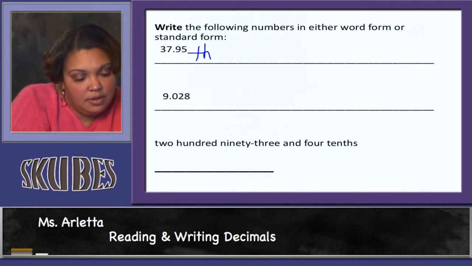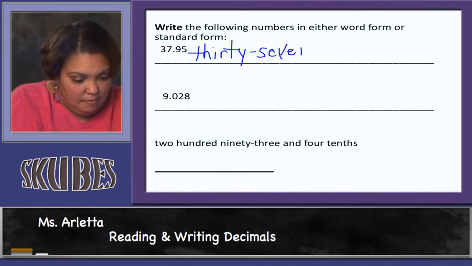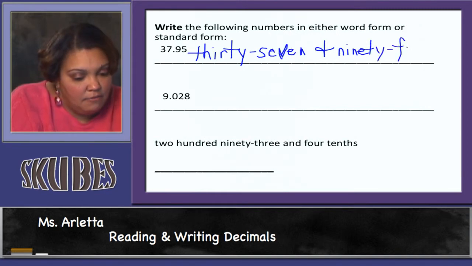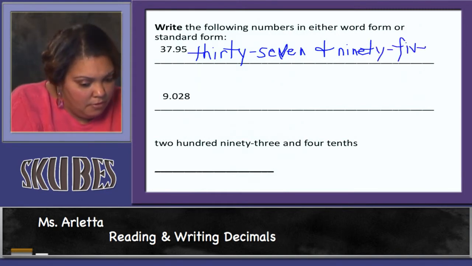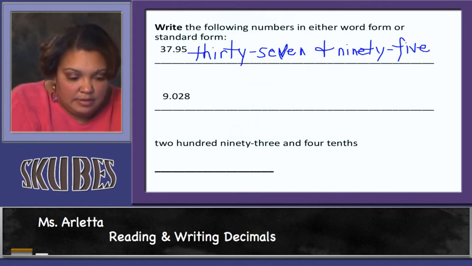Thirty, seven, and ninety, five. Okay, we know that 5 is in the hundredths place.